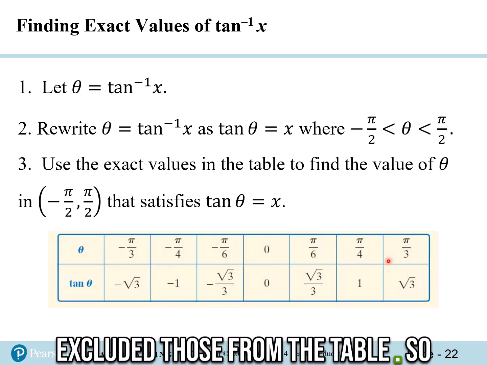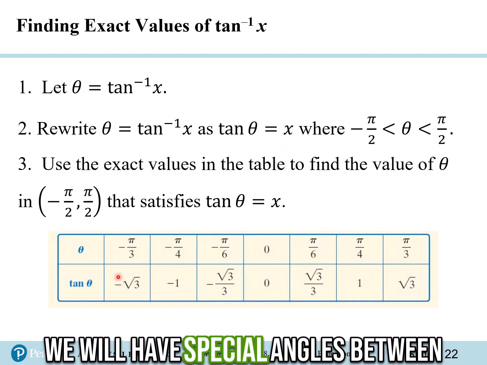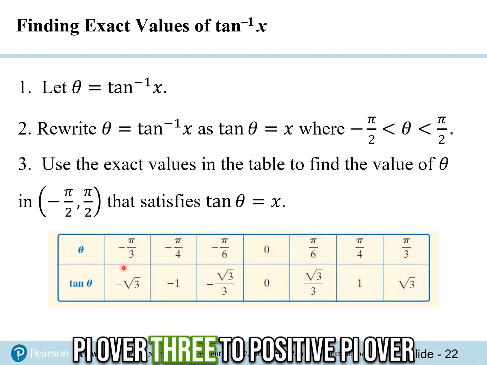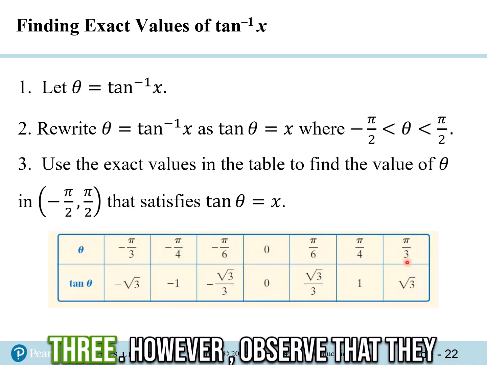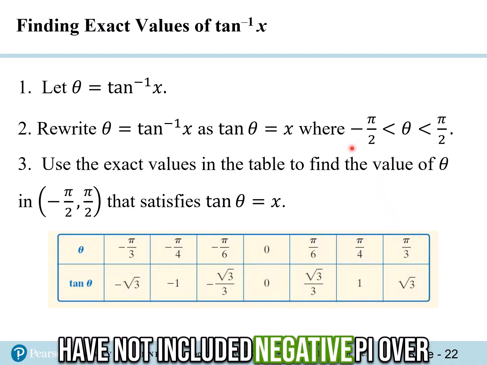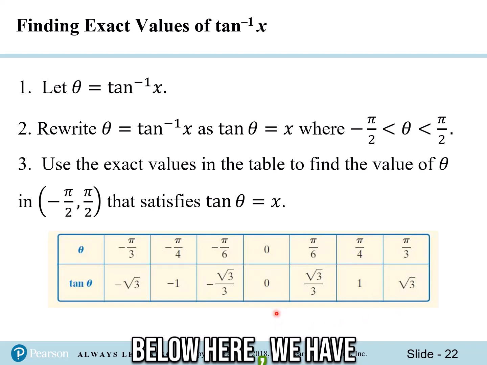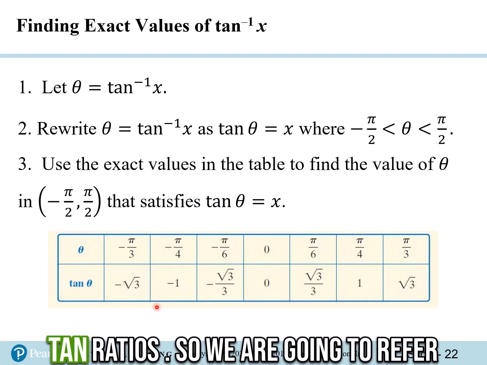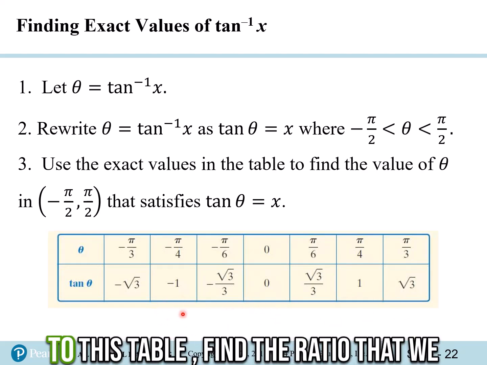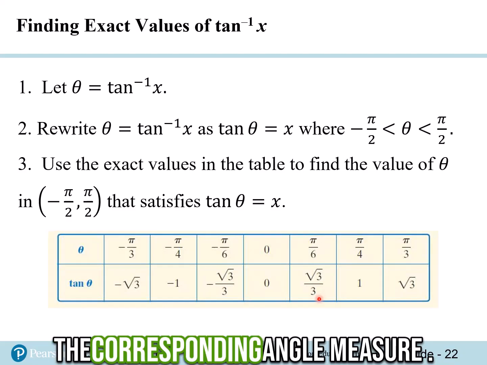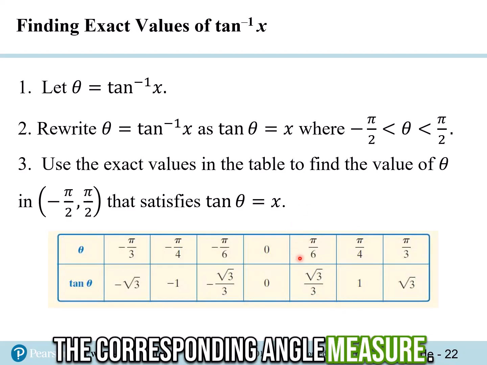from the table. So we will have special angles between this interval starting from negative pi over 3 to positive pi over 3. However, observe that they have not included negative pi over 2 and positive pi over 2. And below here we have the corresponding tan ratios. So we are going to refer to this table, find the ratio that we are working with, and then locate the corresponding angle measure, right?